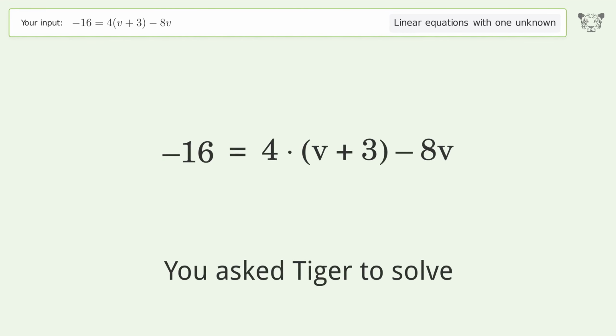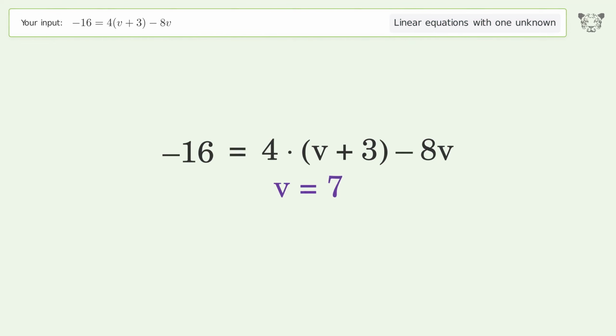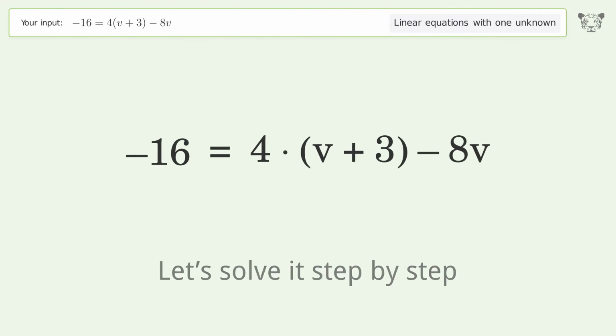You ask Tiger to solve. This deals with linear equations with one unknown. The final result is v equals 7. Let's solve it step by step.